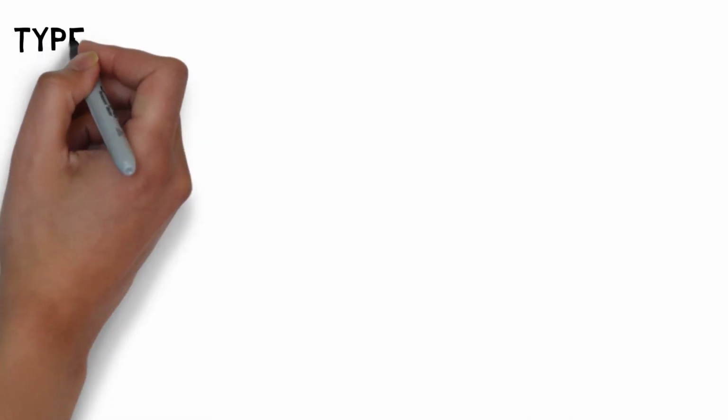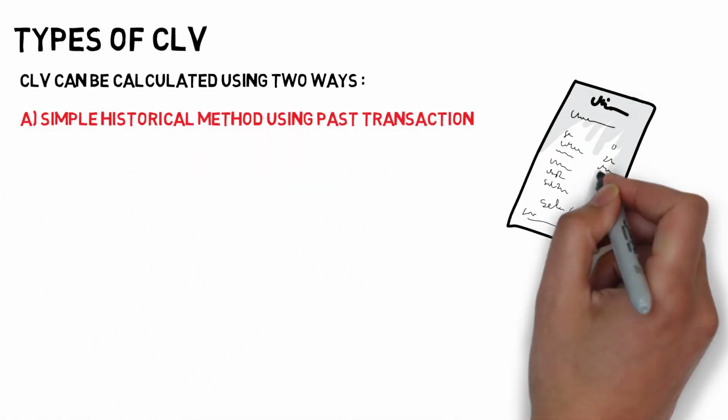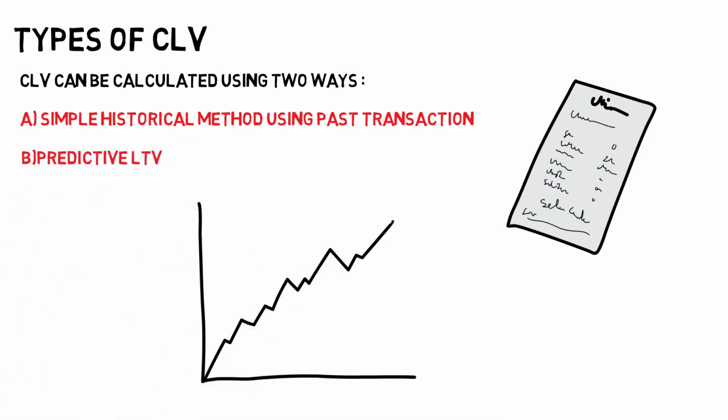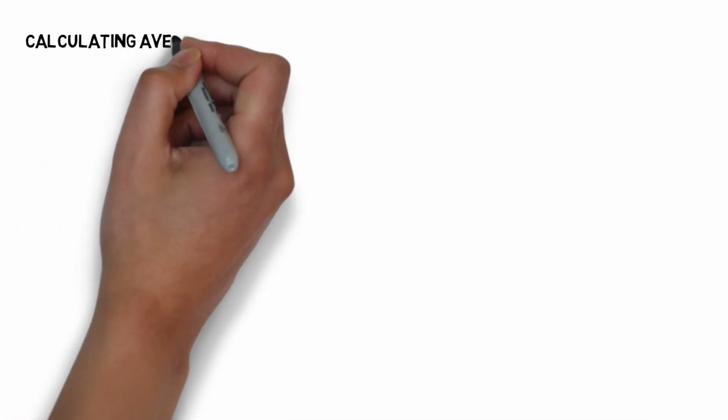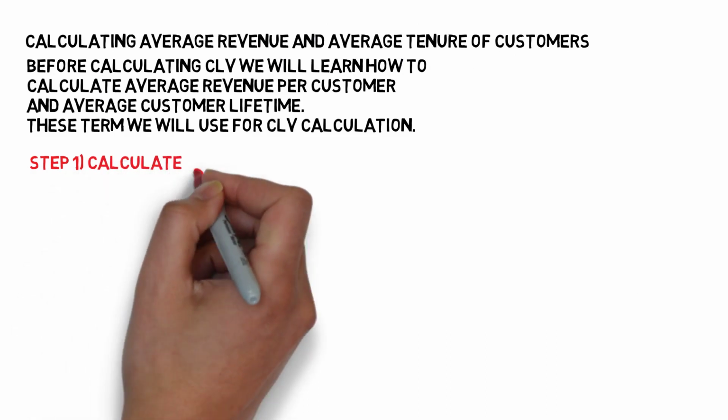Moving on, so what are the types of CLV? Well, CLV can be calculated in two ways. Firstly, the simple historical method using past transactions. Secondly, predictive LTV. Now, calculating average revenue and average tenure of customers, there are two steps.